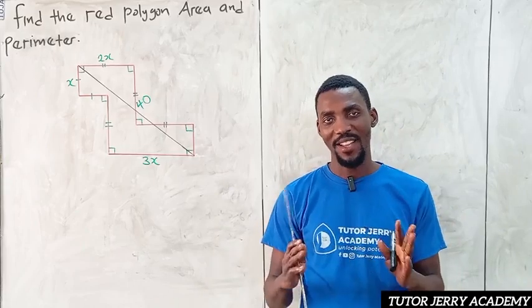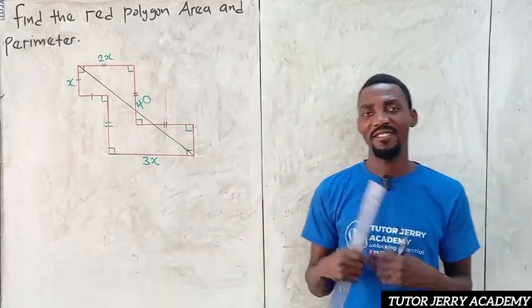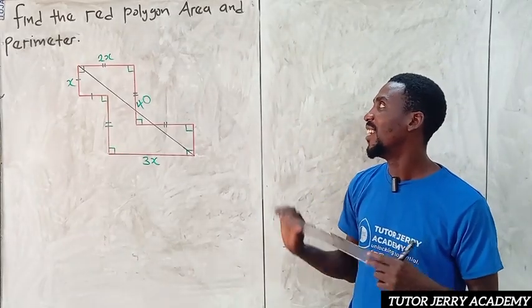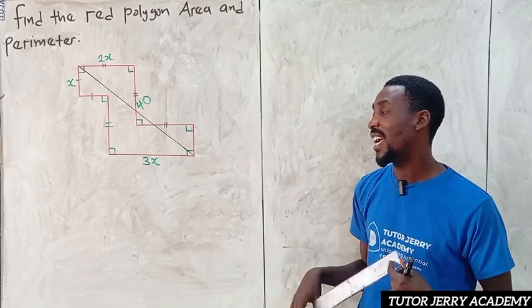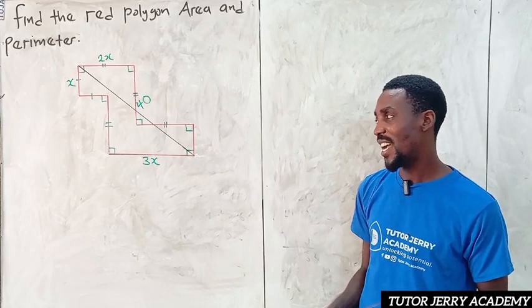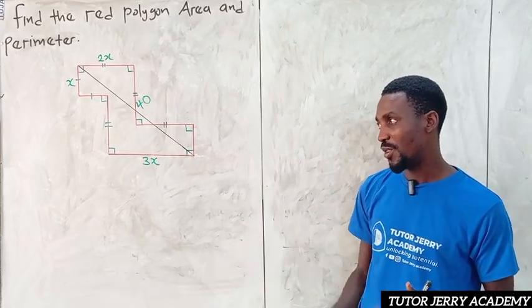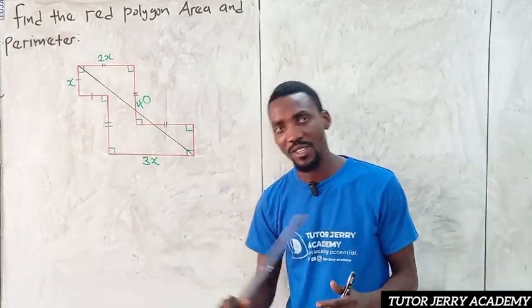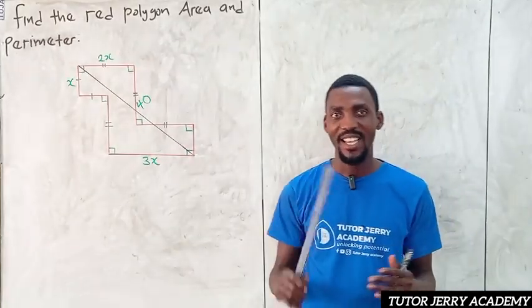Hello and welcome. Let's solve another interesting question. The question says we should find the red polygon's area and perimeter. So we want to find the area and perimeter of the shape you are seeing on the board. All right, so how do we go about this? For us to do this, you are going to think outside the box.